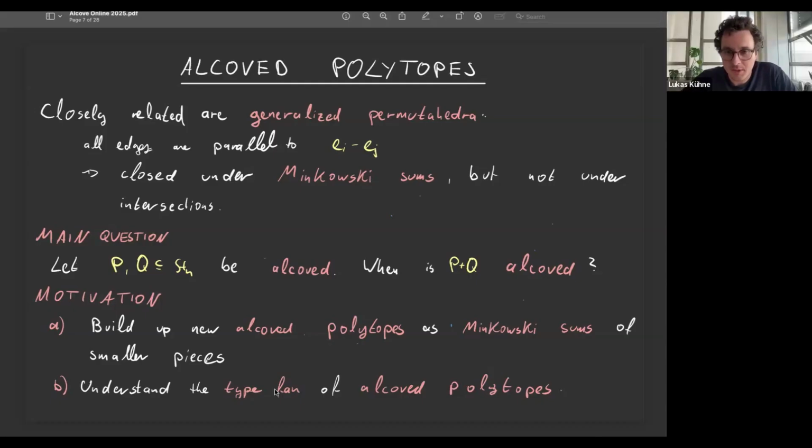I mean that I want to take the Minkowski sum of these two polytopes. Whenever we have subsets of R^n, we can look at their Minkowski sums by looking at all points which arise as sums of points of these two summands. So P plus Q means I look at all points in R^n which can be written as p plus q, where p is in P and q is in Q. That's the Minkowski sum.